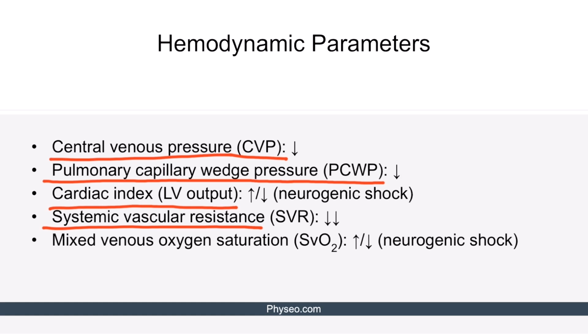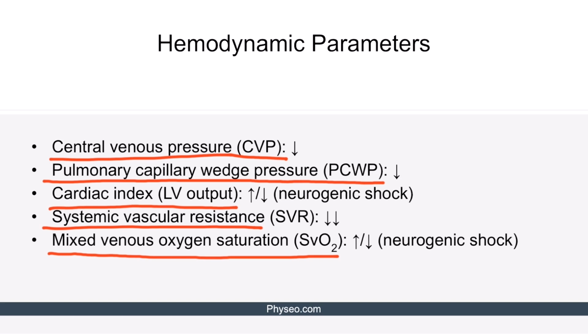Therefore, tissues don't have enough time to extract sufficient oxygen from the blood. So this is a little bit different than the previous types of shock that we've discussed. So what this means is that the mixed venous oxygen saturation is usually high in distributive shock. And once again, neurogenic shock creates an exception, and that's because there's decreased cardiac output that causes slow blood flow through the capillaries. So the tissues extract more oxygen from the blood, and then the mixed venous oxygen saturation gets low.